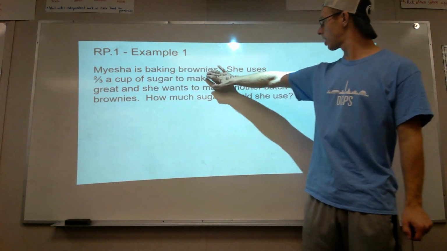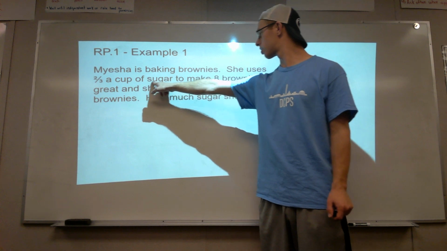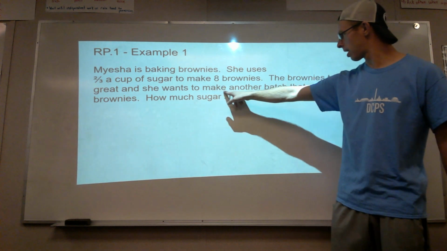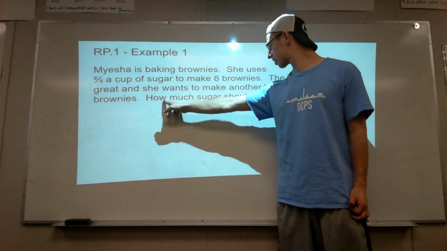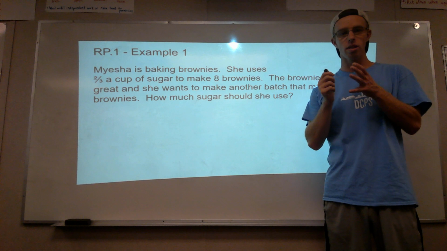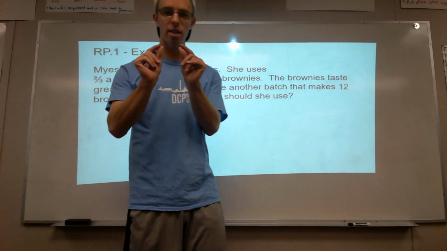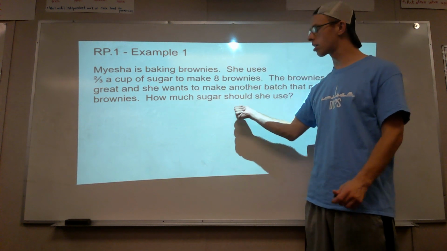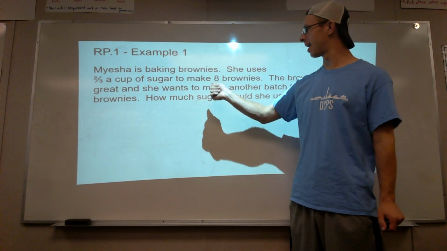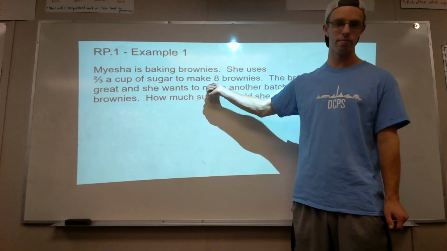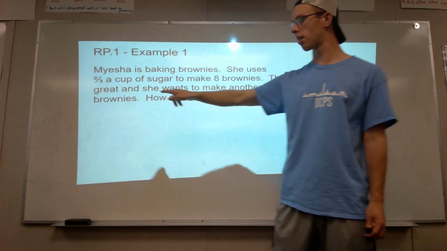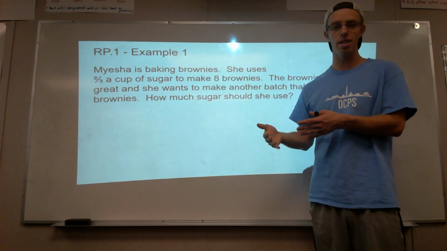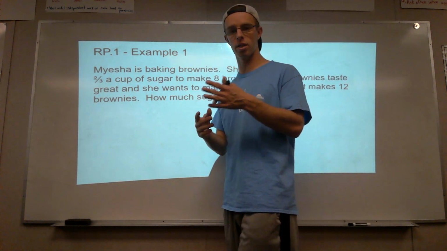Maisha is baking brownies. She uses 2/3 a cup of sugar to make 8 brownies. The brownies taste great, and she wants to make another batch. That makes 12 brownies. How much sugar should she use? So the basis behind this question is that she has to use the same ratio of sugar to brownies, so that the brownies taste the exact same they did the first time when they tasted great. But if she puts in 2/3 a cup of sugar for 12 brownies, which is the same amount you put in for 8, they won't taste as good because there's not the same proportion of sugar.